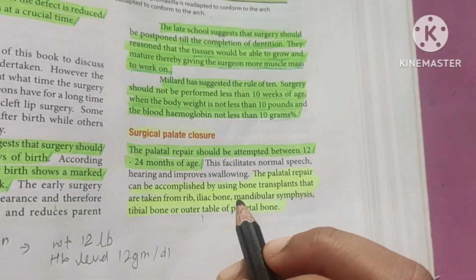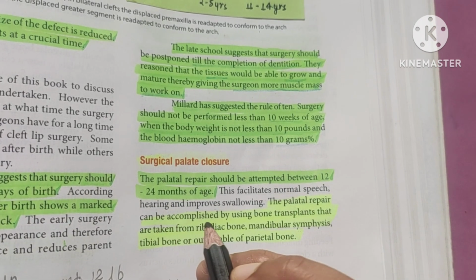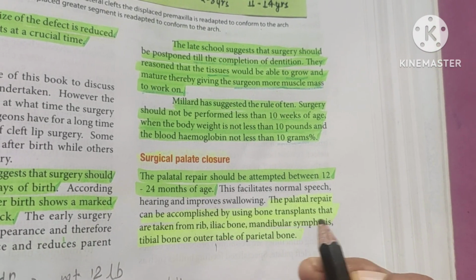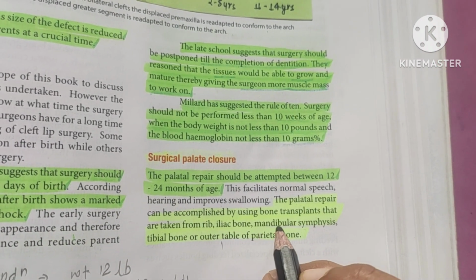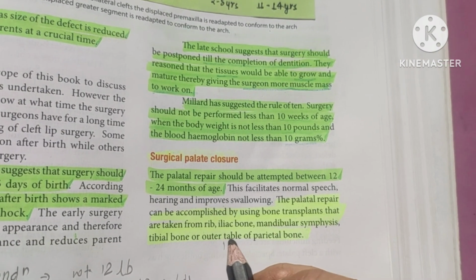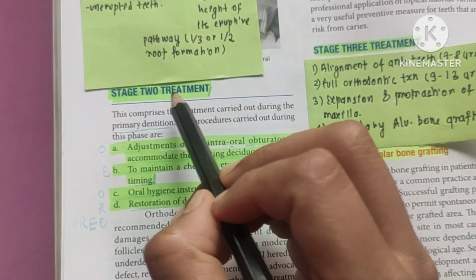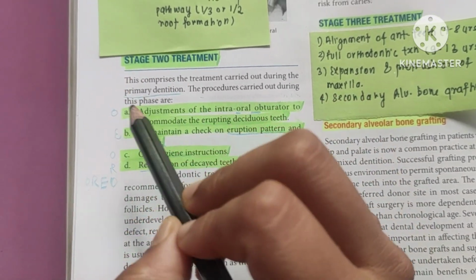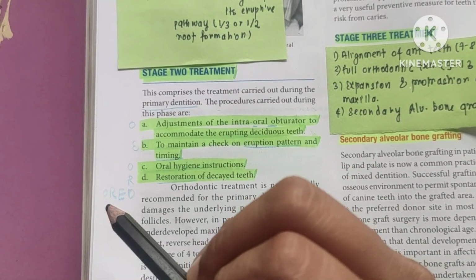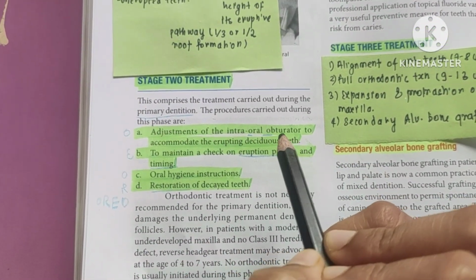Here, the repair can be accomplished by using bone transplants taken from the rib, iliac bone, mandibular symphysis, tibial bone, or the outer table of the parietal bone. Now, stage 2. Stage 2 comprises of OREO, REO. O for oral obturator.